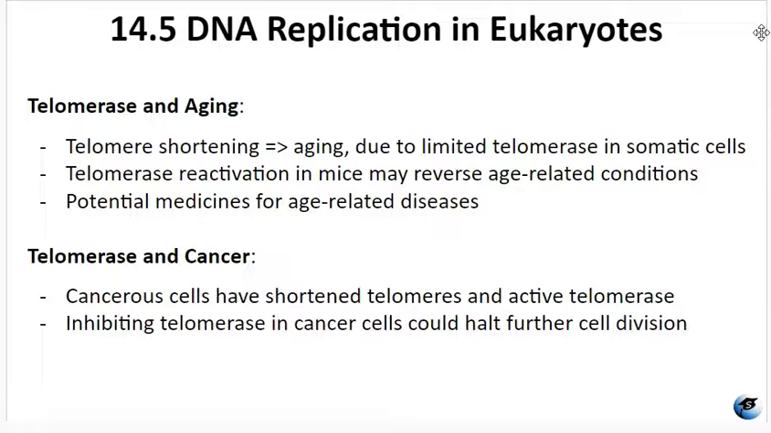In cancer, abnormal cells divide uncontrollably and accumulate mutations. Cancer cells often have shortened telomeres, and telomerase becomes active only after telomere shortening. If telomerase activity in cancer cells can be inhibited during therapy, it could potentially halt future cell division and control the disease.